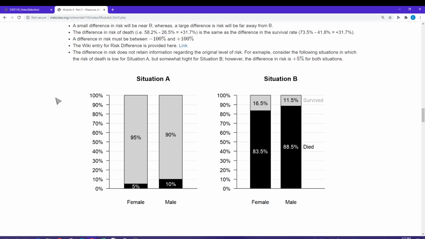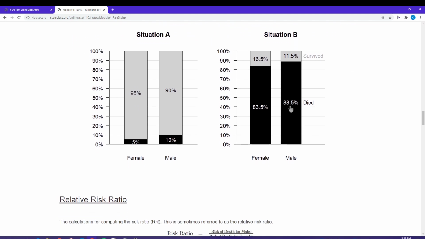Now, one thing about this difference in risk is it does not retain information regarding the original level of risk. So, for example, consider the following situations here. Situation A, where most of the people survived. You can see that I have a 5% difference in risk, with males being higher again. In situation B, most of the individuals have died. Again, there's a 5% difference in risk. So when I report the difference in risk, it's going to be 5% for both situation A and situation B.